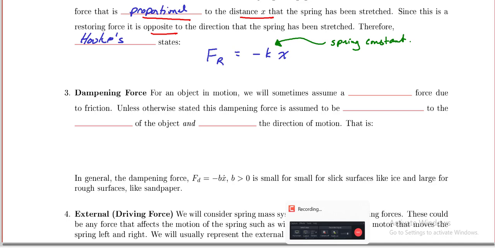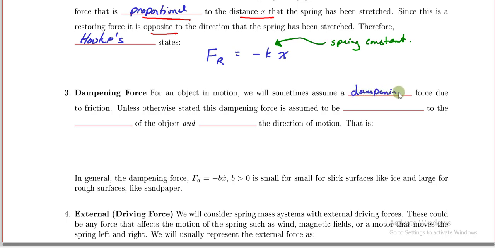Okay, so now we want to talk about that dampening force. For an object in motion, we'll sometimes assume that there is a dampening force. And we should think of that as something like friction, something that's slowing down an object that's currently in motion due to interacting with the surface that it's moving on, or if it's passing through air, interacting with the air particles. So we'll just summarize all that together in a math class and call that the dampening force due to some sort of friction. Unless otherwise stated, this dampening force is assumed to be proportional to the velocity of the object.